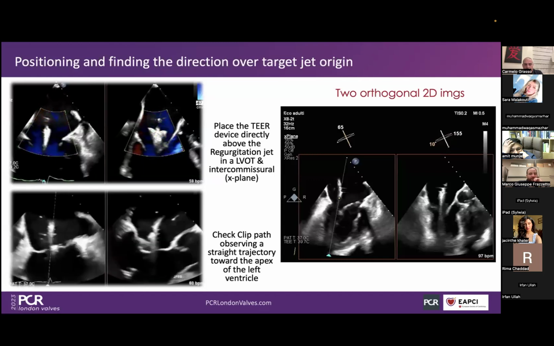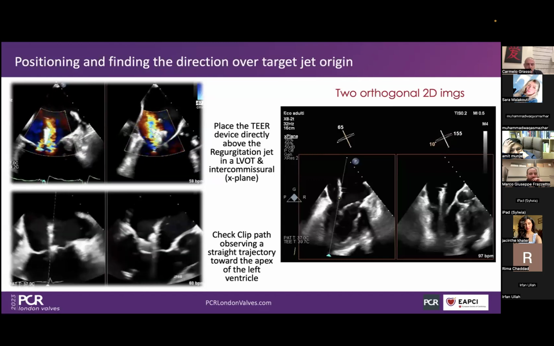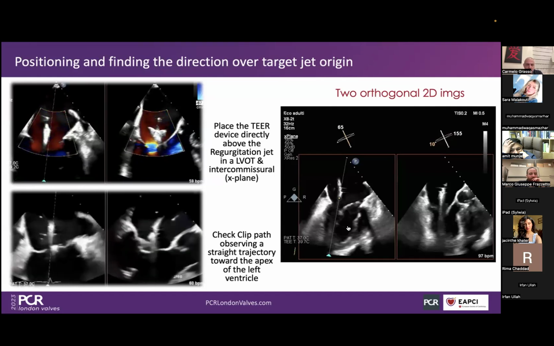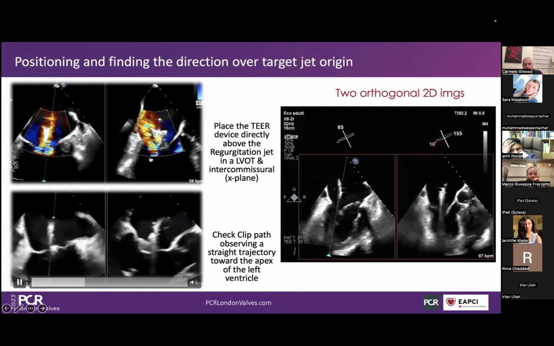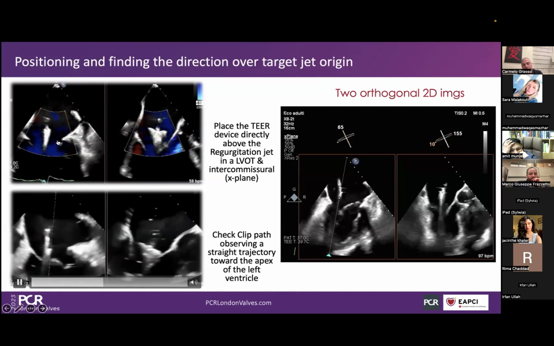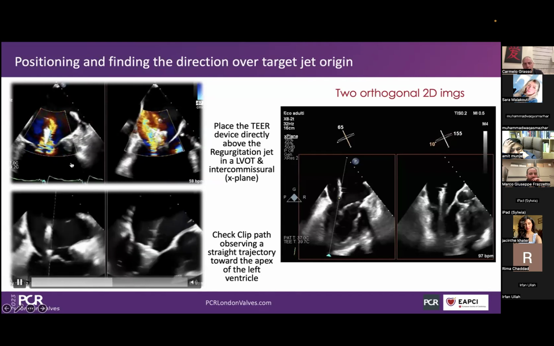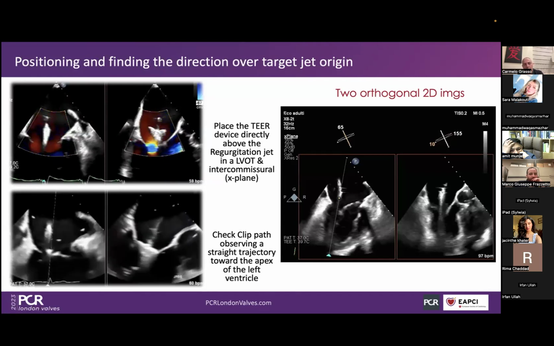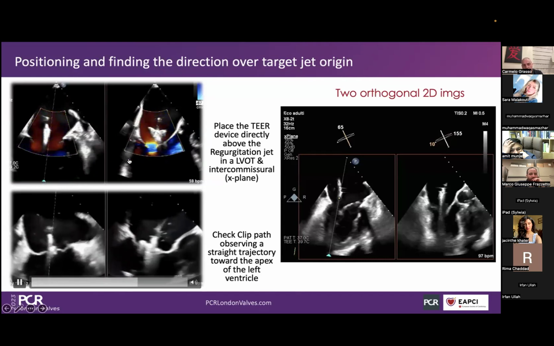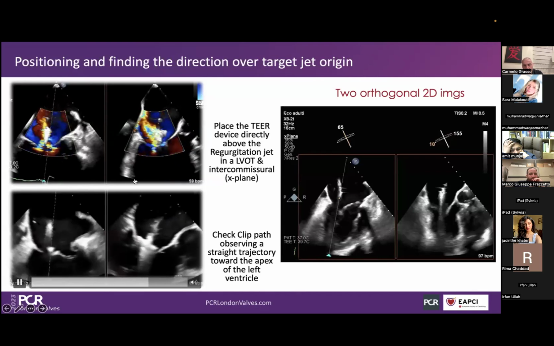So once we are toward the mitral valve, we have to check a few things. First of all, we have to put our device just above the jet that we have to treat. We check the trajectory both here in the two-chamber view and in the LVOT view.